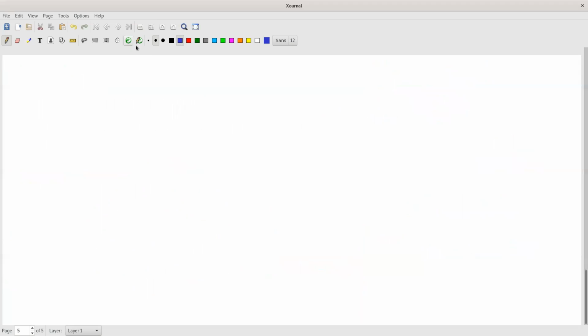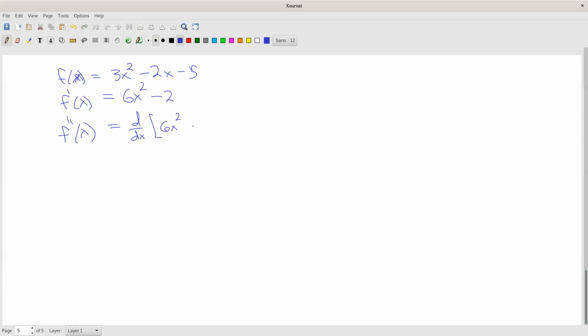So new page. So I started with f of x equals 3x squared minus 2x minus 5. And I just discovered that f prime of x is 6x squared minus 2. Now I want to figure out what is f double prime of x, which means take the derivative with respect to x of 6x squared minus 2. So to do that, we have to take the limit.